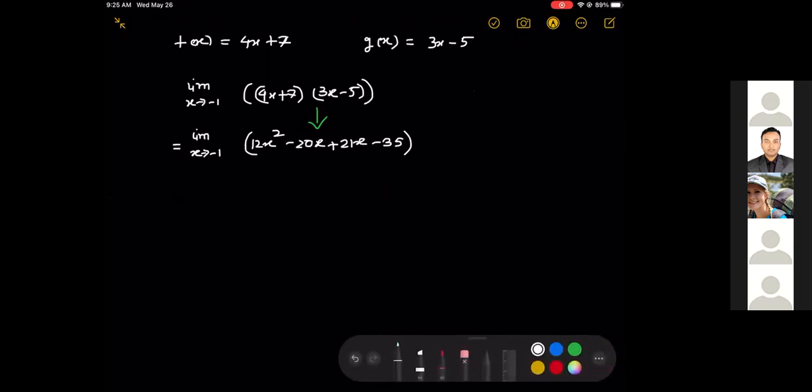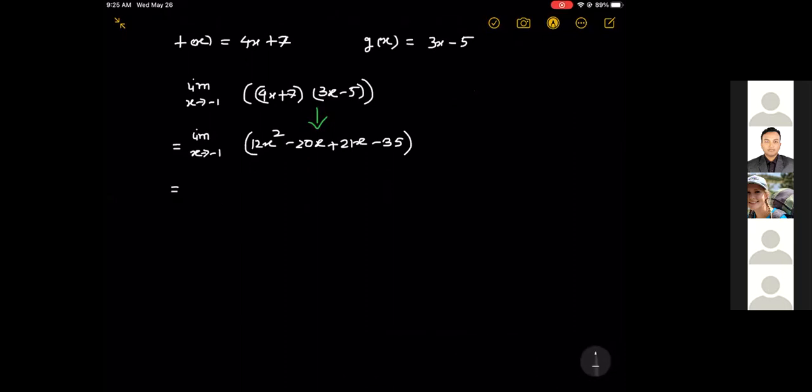So now, since plugging in -1 isn't doing any harm to the expression, or function, you can say function as well, no worries, it's keeping our function defined, so you can straight away plug in the value towards which x is approaching. So we can plug in -1 now.